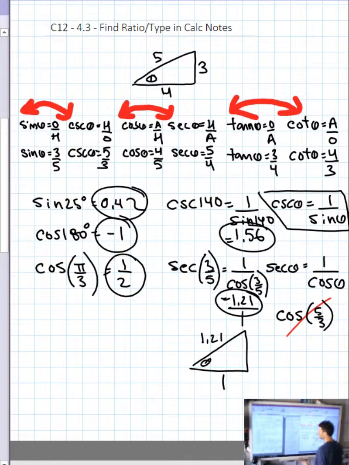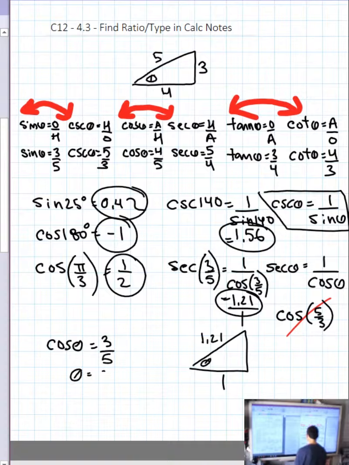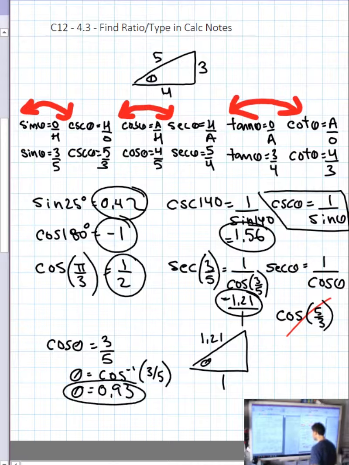So just down at the bottom, I'm just going to do one example. I'm going to do the one off to the right. So we're going to do cosine theta equals 3 over 5. Remember, we find theta by doing cos inverse of 3/5. And remember, we get theta to equal 0.93. So remembering how we do the inverse calculation. Remember, that was in radians.